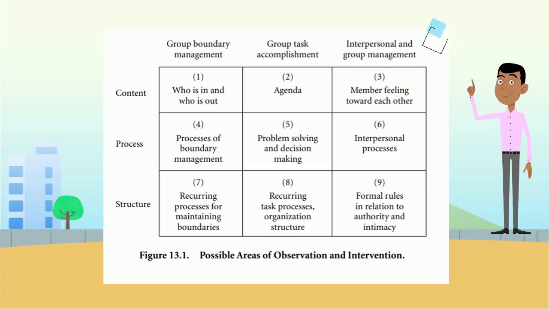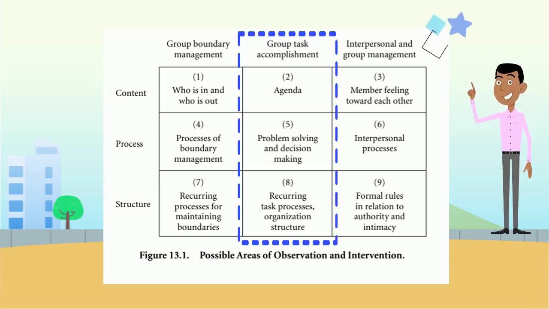Meanwhile, how a group functions in each of the issues can be observed in 3 levels, as shown along the side of the table. The content, which is what the group works on. The kinds of processes the group uses to conduct its affairs. And the structures that are in place in the sense of stable recurring ways of operating. For this explainer video, we will focus on the middle column, the group task accomplishment.